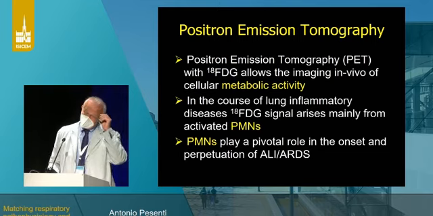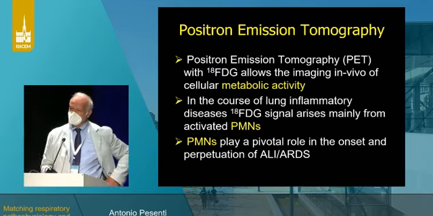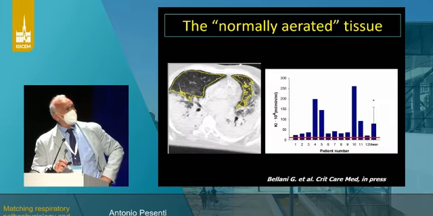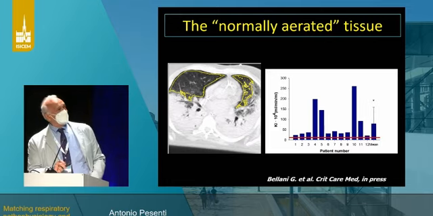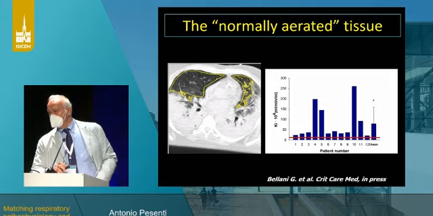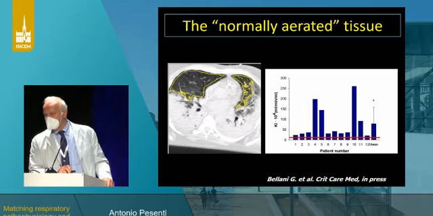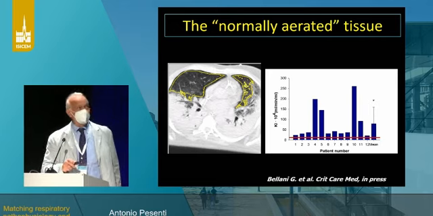Another important morphological approach is positron emission tomography that has shown that the entire lung is inflamed in ARDS, not just the collapsed regions. Even the normally aerated lung shows inflammation and captures fluorodeoxyglucose, showing that granulocytes there are very active in inflammation.